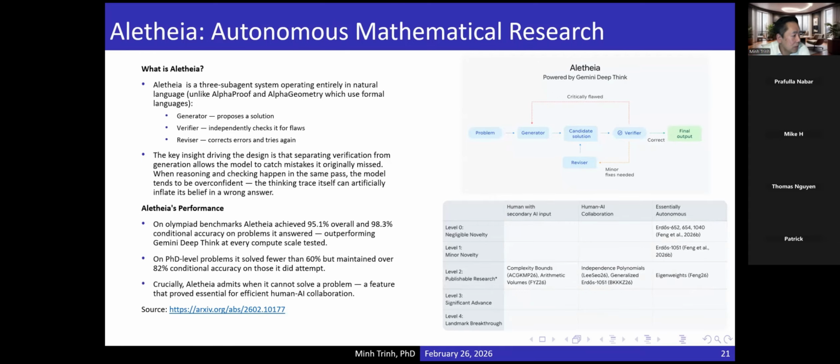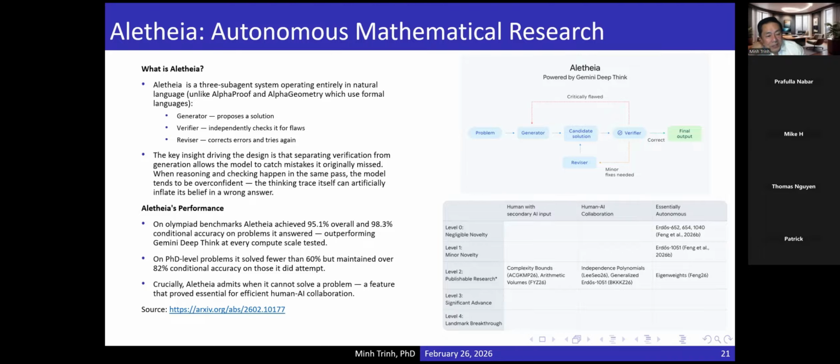Okay, so I want to talk about Aletheia, also from Google. Google doesn't do everything, right? But I found that in that field, Google did some very interesting research. Aletheia, the current version, probably uses Gemini Deep Think as the LLM. It's a three-agent system that operates in natural language, so there's no pure symbolic system.